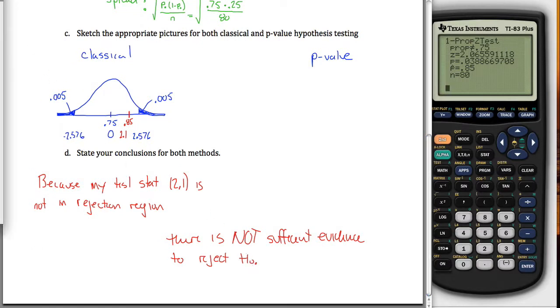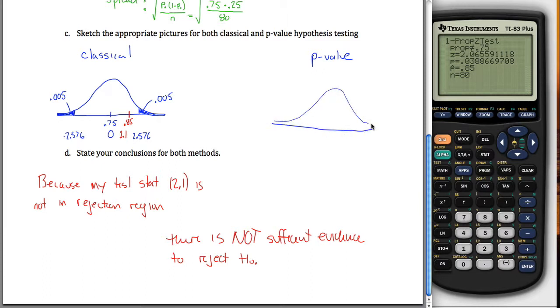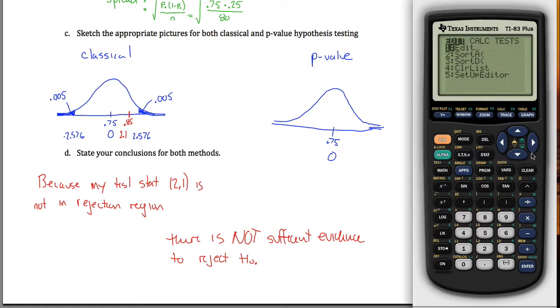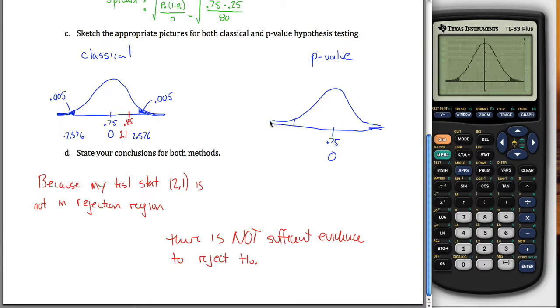You can get to that same conclusion by using the p-value method. Same idea, start by drawing a picture. Put the center, 0.75, that has a test statistic of 0. You don't have to set up rejection regions for the p-value method, which is kind of nice. You just go straight into this 1-PropZTest like we did before, put in the exact same information, and it'll tell you everything you need. You can do either calculate or draw. Maybe I'll do draw just to mix it up a little bit. If you do draw, it'll draw a little picture for you. Your job is to copy that picture over here.